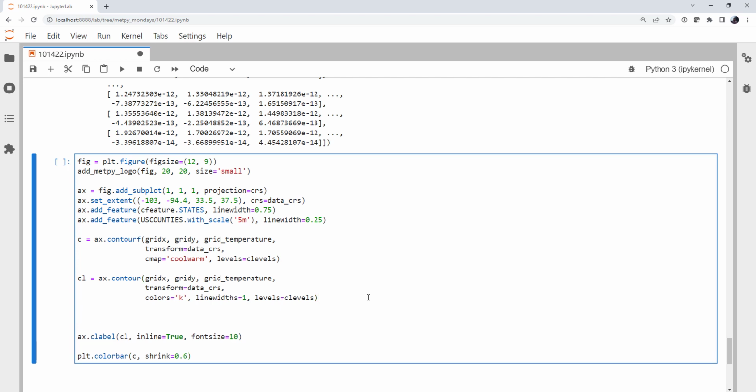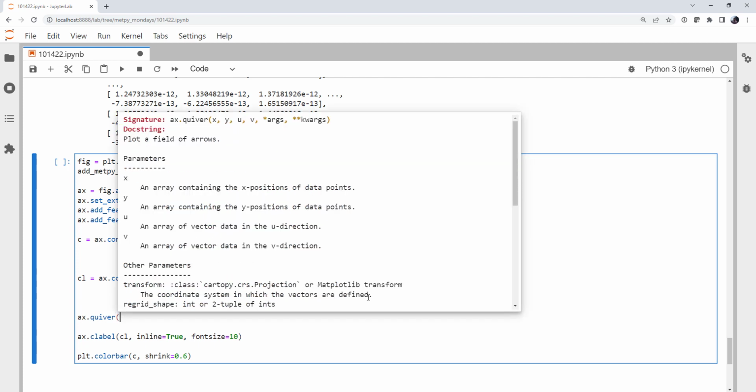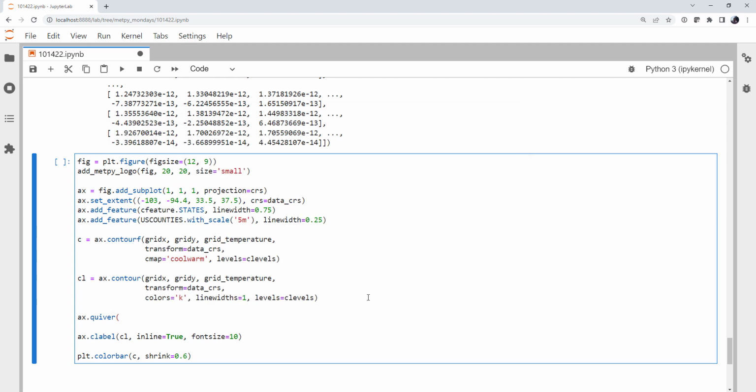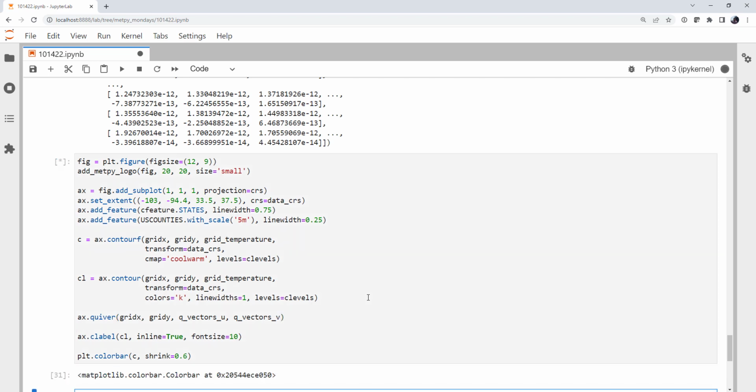After our contours, I'm going to use a quiver plot. If we look at the documentation for quiver, it takes the x and y position and then the u and v components to plot this field of arrows. So we're plotting vectors on our map, which this is a vector. So I've got grid x, grid y. Use our tab complete, q vectors u, q vectors v, and let's make our plot.